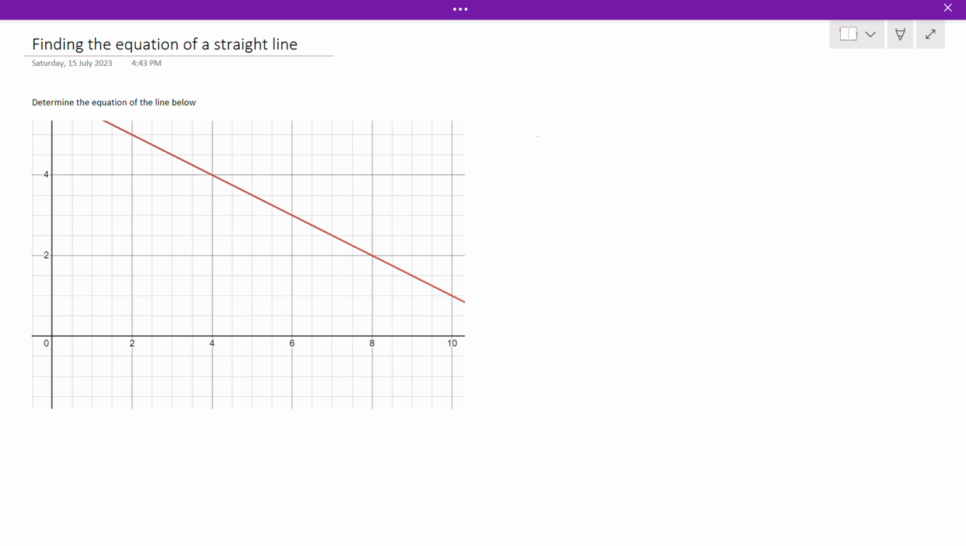So, first step, I'm just going to write out our generic version of a linear equation. So that's y equals mx plus c. If I can find the value of m, which is our gradient, and if I can find the value of c, then I will have successfully found the equation of this line. So first step, we're going to find m. I'm just going to title this Find M.